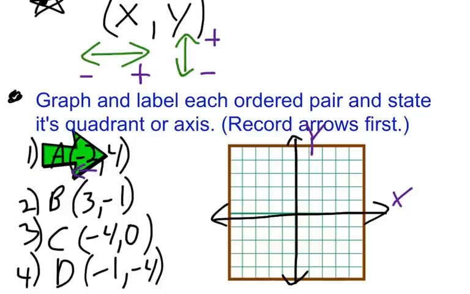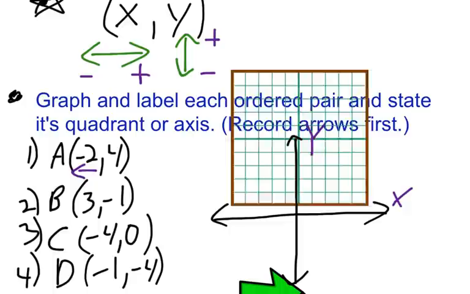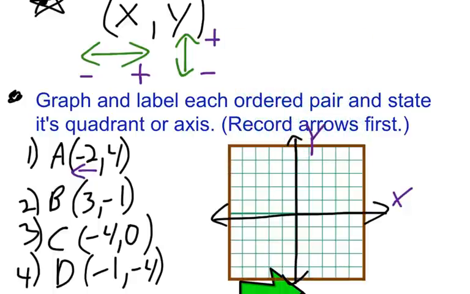And then the 4 is my y. Y goes up and down. Look at my axis, it goes up and down. So the 4, if it's up, it's positive. So positive is up. So I'm going to draw an up arrow next to the 4. And we're going to do that for each one of these. So I'll show you how to do one, and then you can try the others on your own.